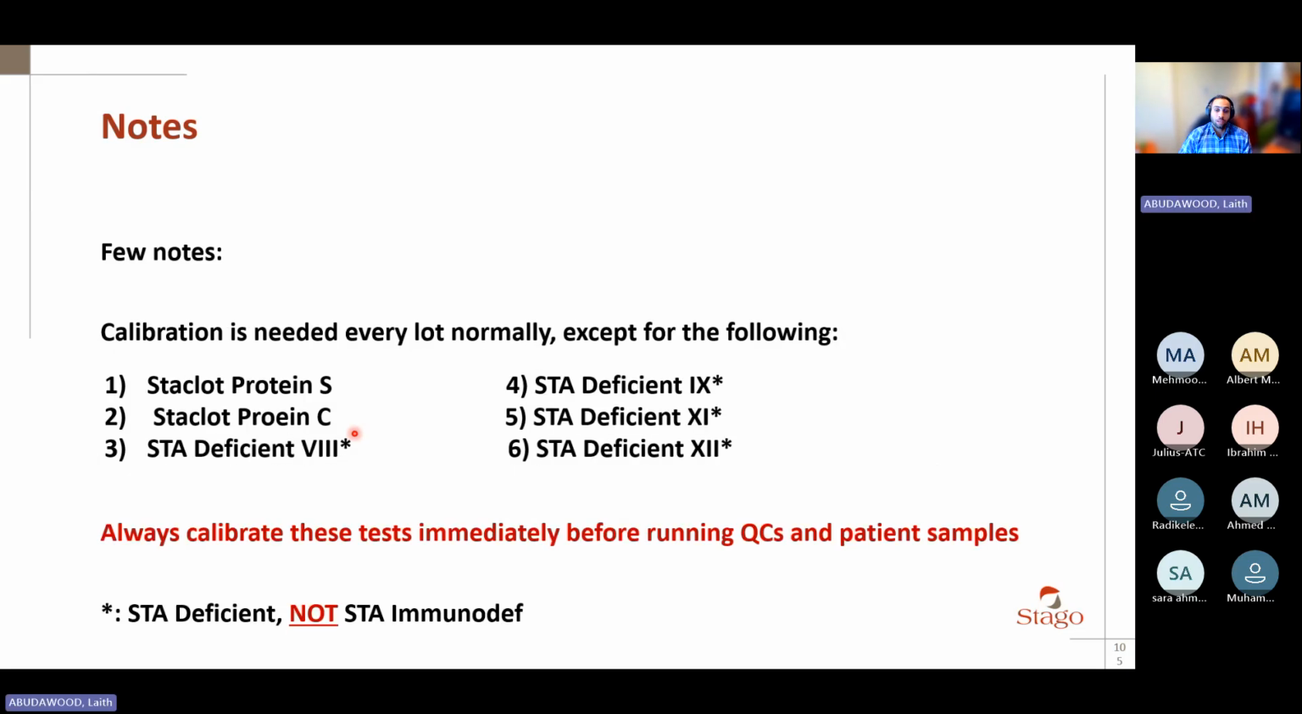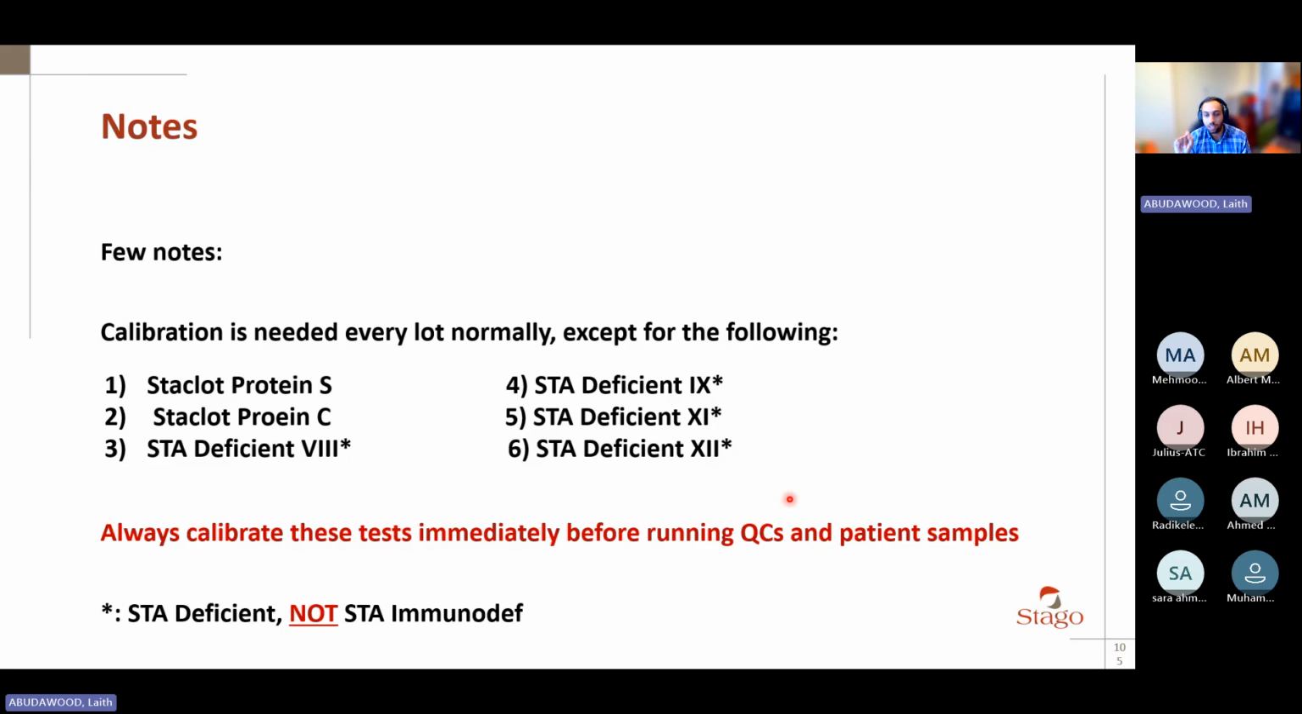Now, these reagents that you see in front of you, they have to be calibrated every time you want to run patient samples and QC. And pay attention. I said STA Deficient 8, 9, 11, and 12. I did not say Immunodef. Immunodef factor reagents are stable for the whole lot. STA Deficient reagents 8, 9, 11, and 12 have to be calibrated every time you run a patient sample and you run a QC.